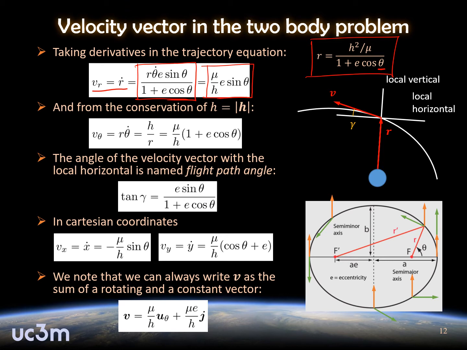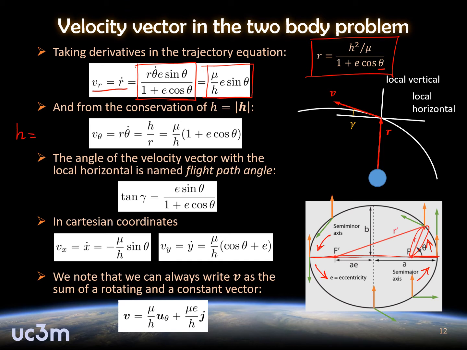So this expression reveals that the radial rate is 0 when theta is equal to 0 or 180 degrees. And that makes sense. The radial rate is the variation of the length of the radius, of course, and that variation is 0 at the vertices of the conic, where it passes from decreasing to increasing and from increasing to decreasing again.